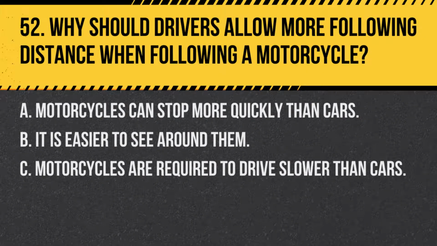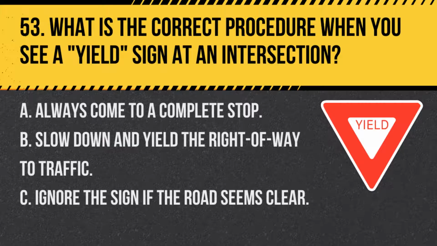Answer. A. Motorcycles can stop more quickly than cars. Allowing more space ensures safety for both the motorcyclist and the driver. Question 53. What is the correct procedure when you see a yield sign at an intersection? A. Always come to a complete stop. B. Slow down and yield the right-of-way to traffic. C. Ignore the sign if the road seems clear.